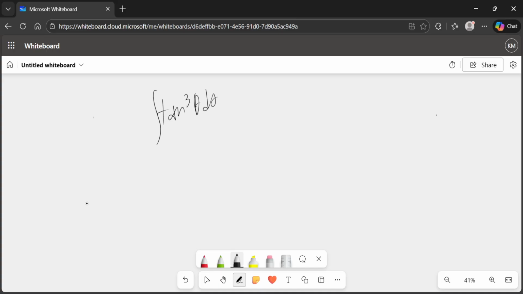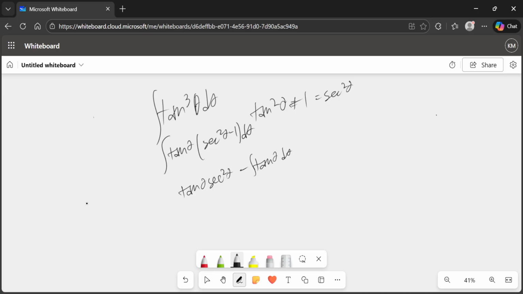Okay, tangent cubed theta. Tangent squared theta plus 1 equals secant squared theta. So then you'll do tangent theta times secant squared theta minus 1 d theta. So we get tangent theta secant squared theta minus tangent theta d theta. There's a d theta here. We know how to do this, right? So that gets swept away. I'm just showing the parts that are new because you guys know how to do that.